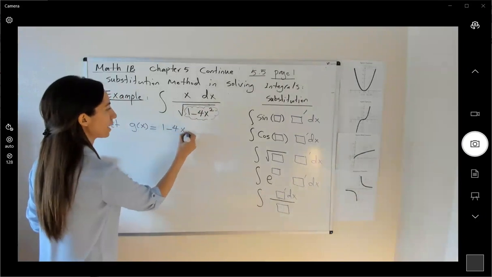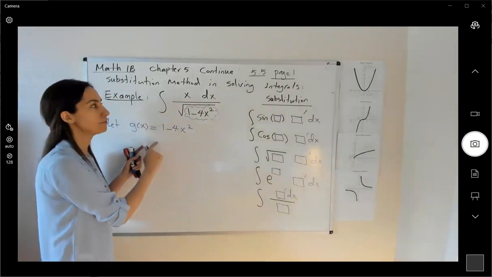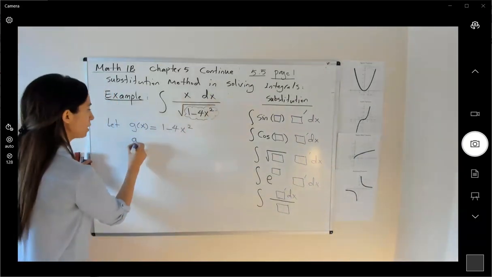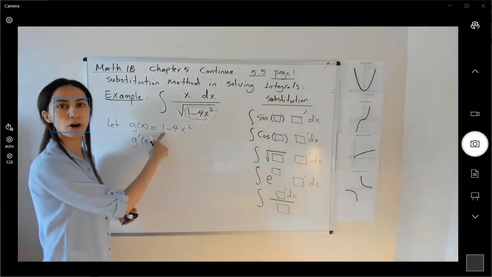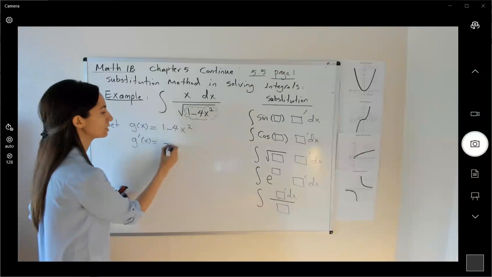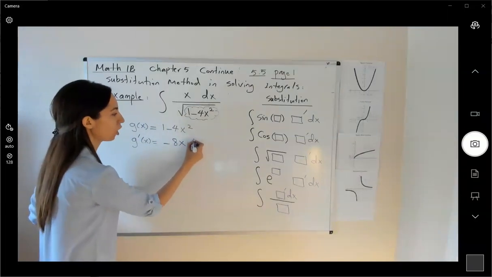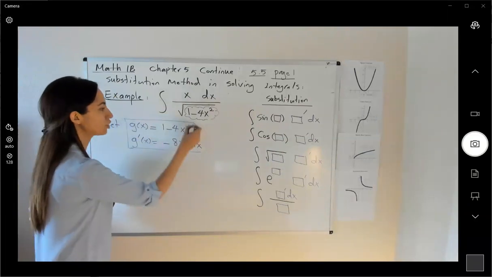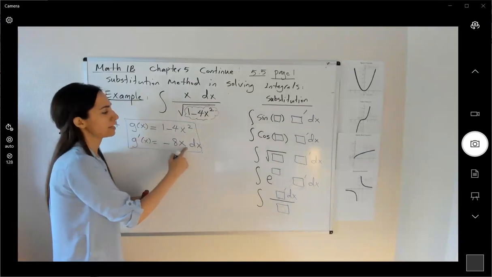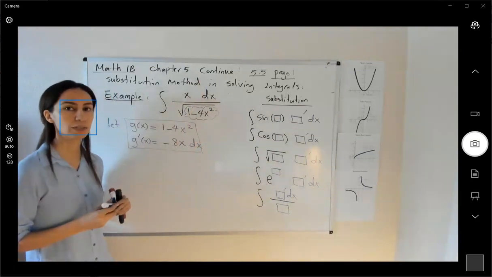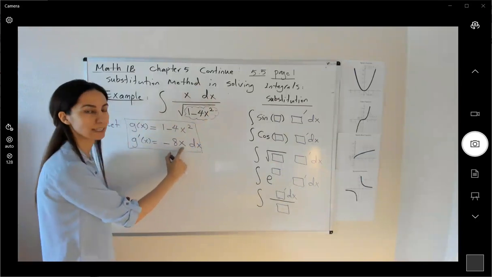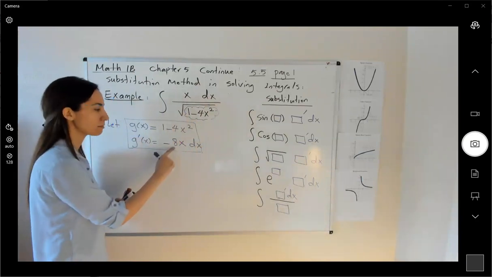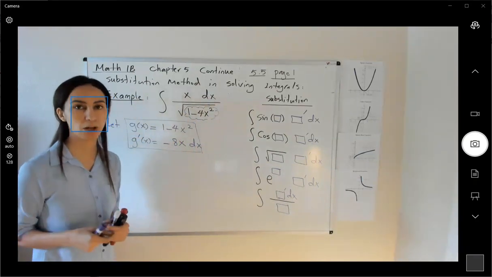1 minus 4x squared. Now check to see if you have the derivative of this function next to dx or not. The derivative of 1 is 0, the derivative of negative 4x squared is negative 8x times dx. So this is the derivative of this function. Do I have negative 8x dx here on the numerator? Do I have negative 8 times x next to dx? I have x. It has minus 8 multiplied by x.